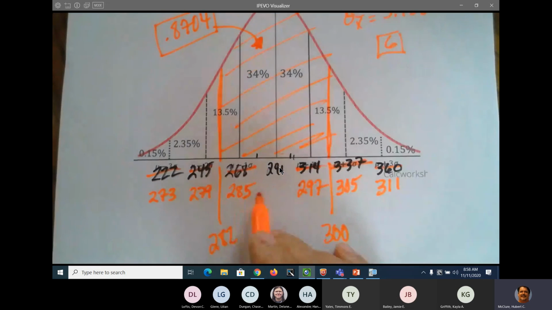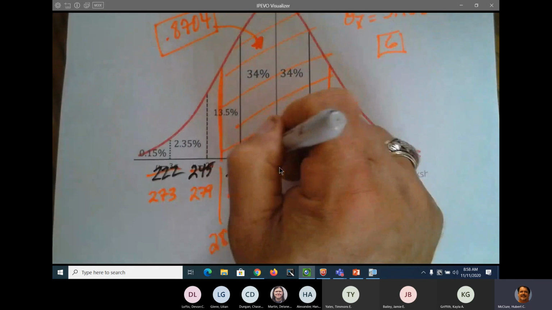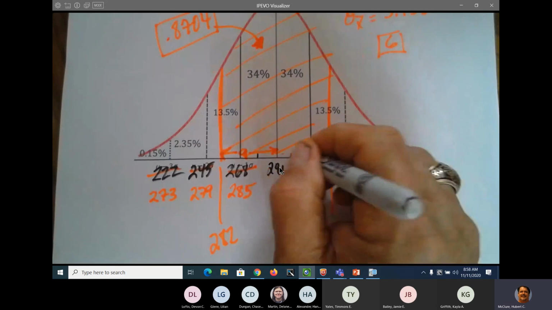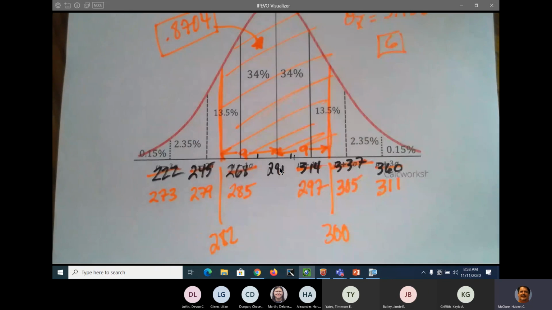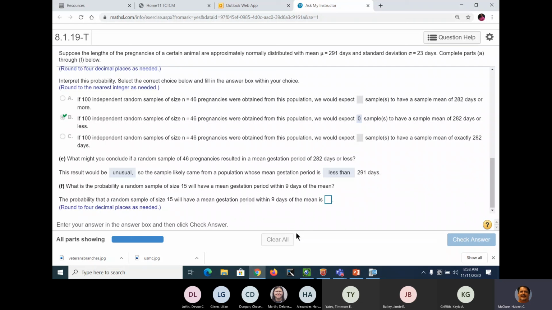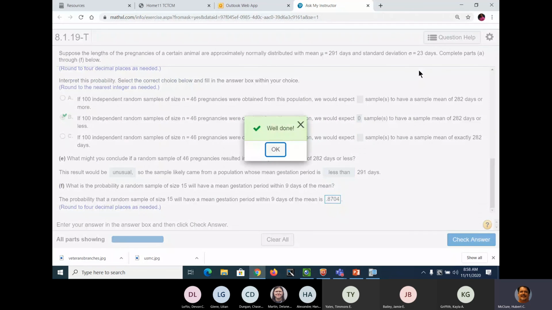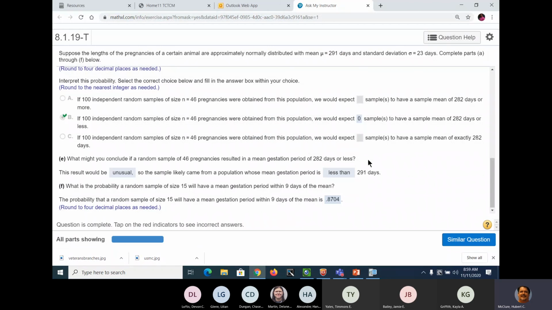Within 9 days. 9 days here and 9 days here. 0.8704. And that means that 87 babies, 87 pregnancies, but they're not going to ask that. Those are about 4 good test questions.